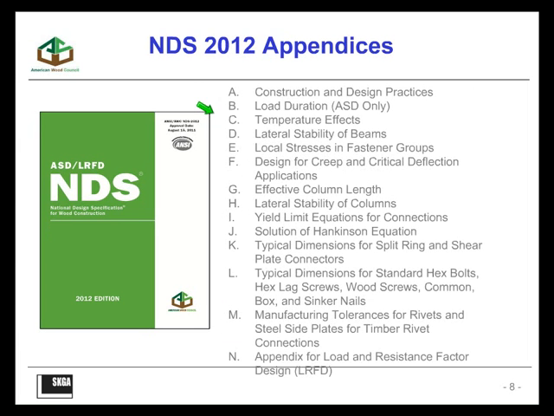Now the NDS 2012 appendices, again, 14 appendices, the exact same order and naming as in the 2005 NDS. The most extensive changes occurred in Appendix E, local stress and fastener groups, and Appendix N, load and resistance factor design. The changes in Appendix N are significant for the compression perp issue I mentioned previously. And there's also a very small change that happens in Appendix F, which I'll highlight later, which will impact your designs for stability when using glue laminated timbers.